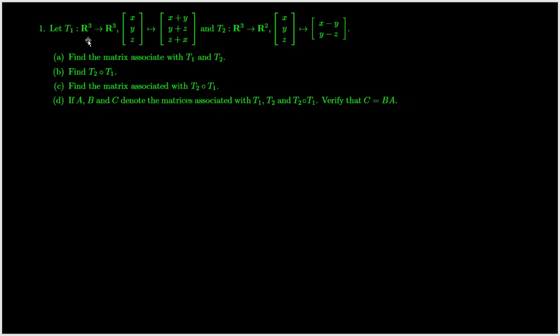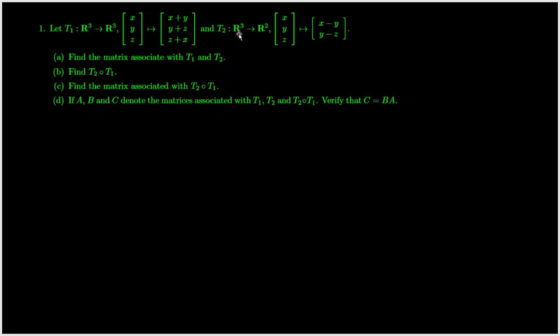Now let me try again. T1 is from R3 to R3. Every vector in R3 is mapped to a vector in R3. So the rule is given by that. It's linear. Maybe I should have specified it's linear maps, so you do not have to verify.